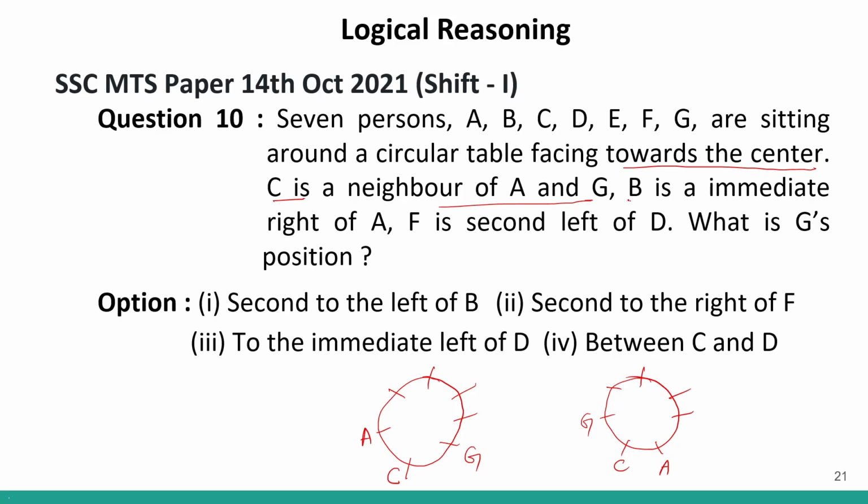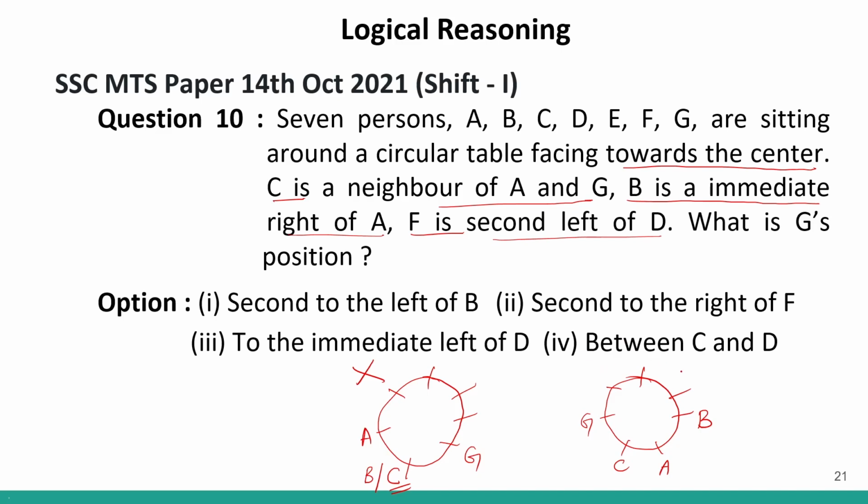Now, it says that B is to the immediate right of A. So, if B is to the immediate right, that means B will be in this position. But we already have C in this position. So, this particular possibility is eliminated. So, B is to the immediate right of A. So, B will be over here. Correct?